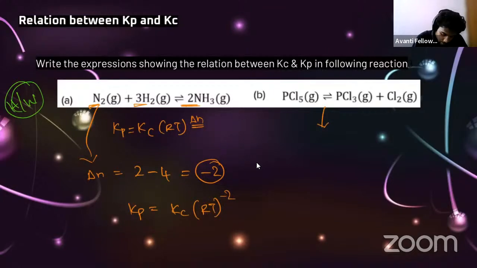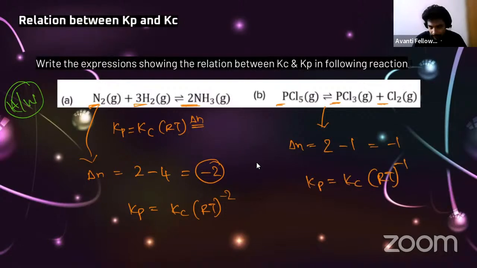Now, if you want to relate the Kp Kc value here, first find out delta N. How many gaseous products are there? 2. How many gaseous reactants are there? 1. That is equal to minus 1. Now, here Kp is equal to Kc into RT power minus 1. Simple. Just find out the delta N value and substitute in the formula. You'll get the Kp and Kc relation. Simple, right? Nothing complicated here.